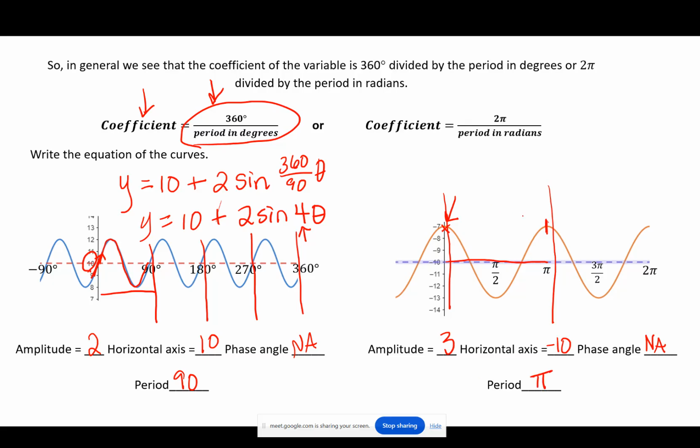All right, so to figure out the coefficient that I'm going to put on my theta, I would need to say 2 pi divided by the period, which is pi, and that is just 2. So when I write my equation, I'm going to have y equals the midline, negative 10, plus 3, the amplitude, times cosine, and it's going to be 2 theta.